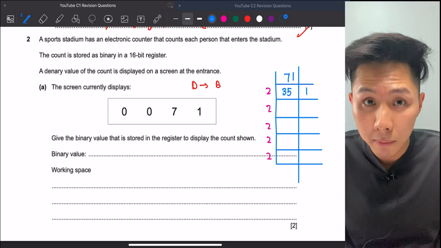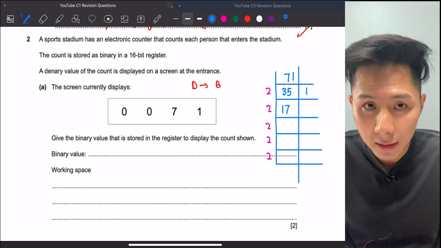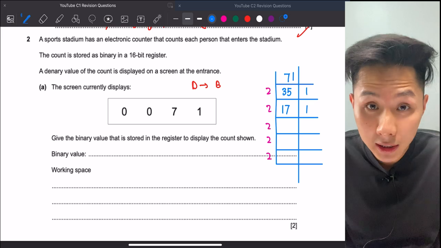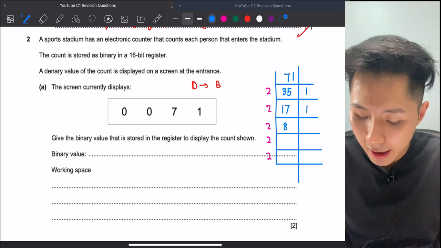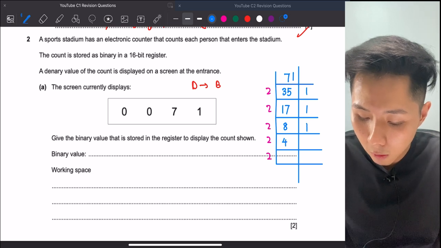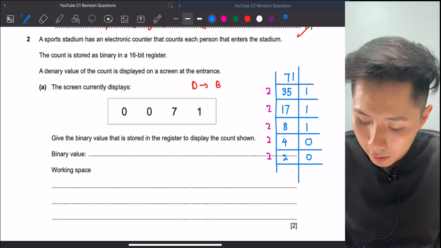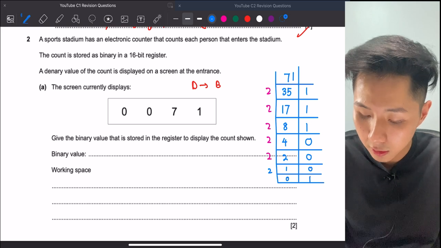And 35 divided by 2, I got 17.5. So my quotient is 17, and the 0.5 converted to remainder will be 1. And 17 divided by 2, I got 8.5. So 8 quotient, and then 1 is my remainder. 8 divided by 2, I got 4, no remainder. 4 divided by 2, I got 2, no remainder. And 2 divided by 2, I got 1, again no remainder. 1 divided by 2, my quotient is 0, and remainder of 1.